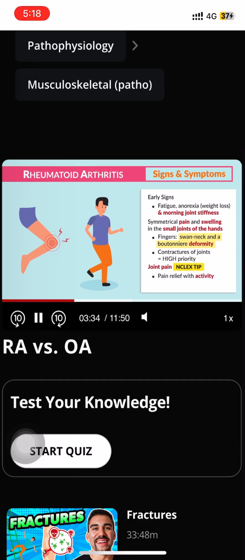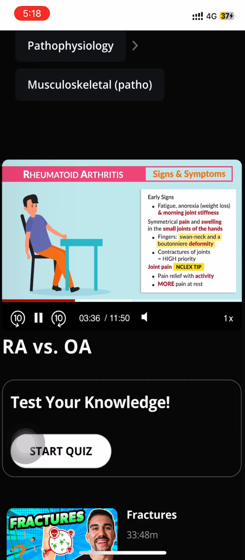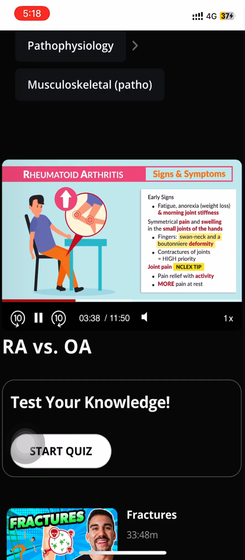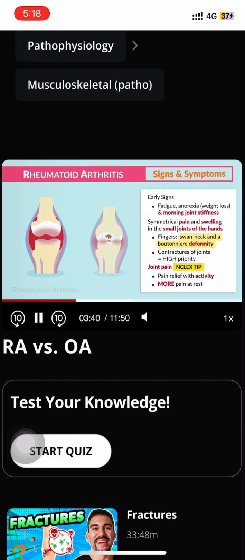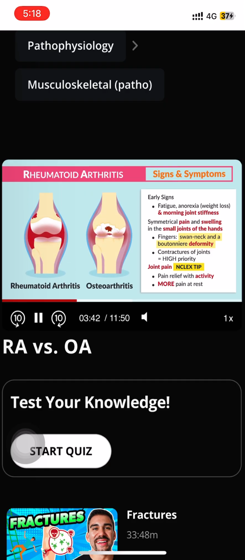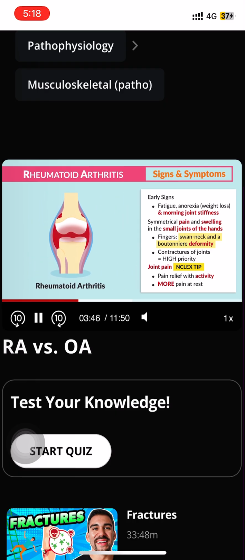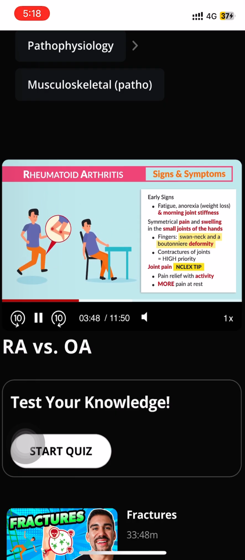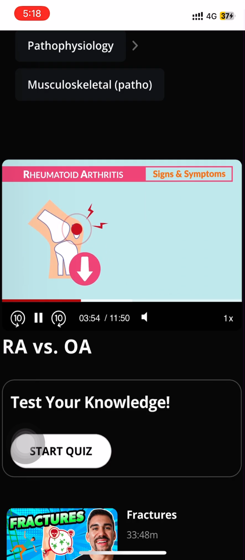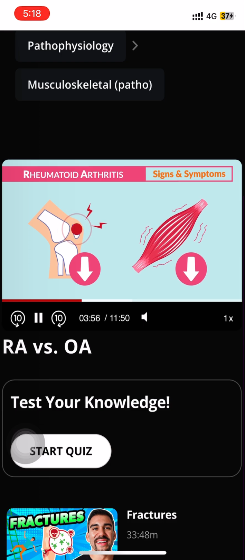Now a big one here is joint pain. Clients will get relief with activity and have more pain at rest. So write that down. This is very different than osteoarthritis, where we see more pain with more activity. So again, write it down. For RA, we have pain relief with activity and more pain at rest, which results in deconditioning of the joints due to decreased muscle strength.